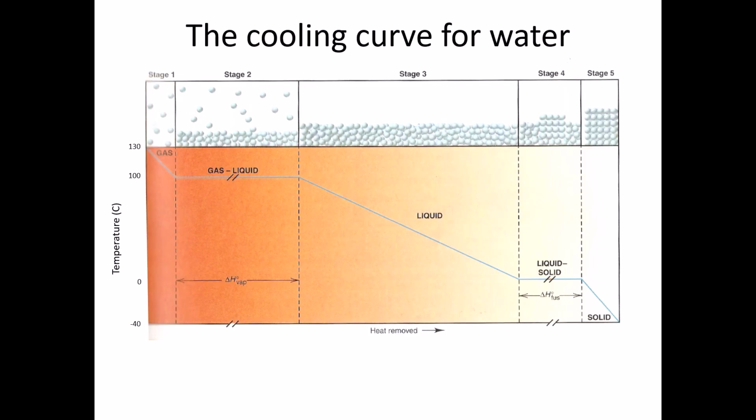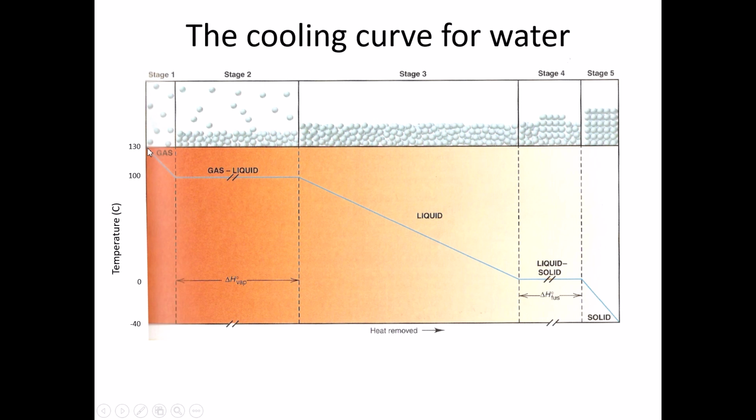And this is a cooling curve. So you'll notice it goes the opposite direction. Instead of starting with a solid and going to a gas, we're going to start with a gas and go to a solid. The idea is the same. We want to break it into the different stages. So if we're starting with a gas at 130 degrees Celsius, the first thing we have to do is cool down the gas.